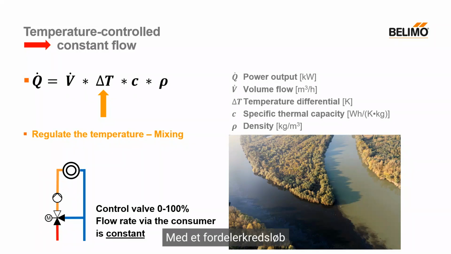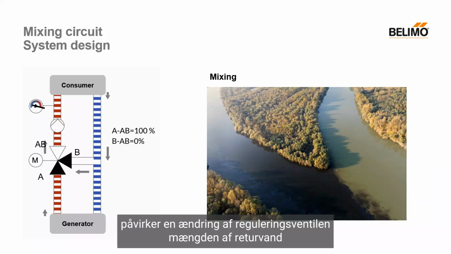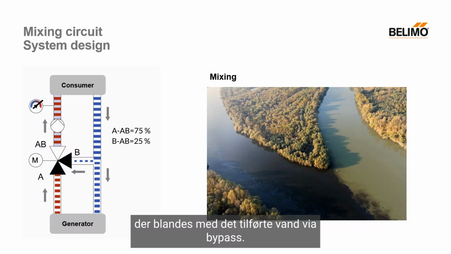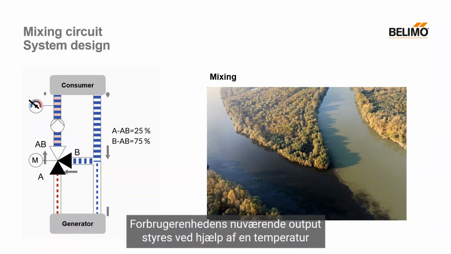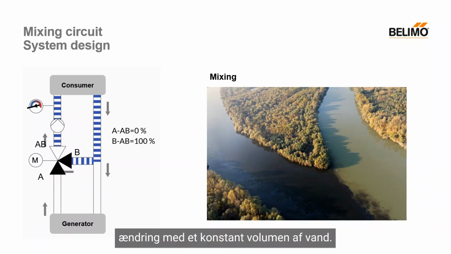With the mixing circuit, a change at the control valve influences the quantity of return water that is mixed with the supply water via the bypass. The current output at the consumer is controlled by means of a temperature change with a constant volume of water.